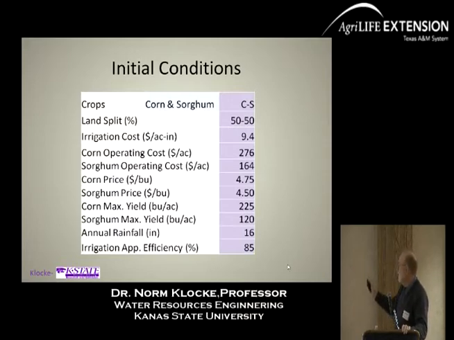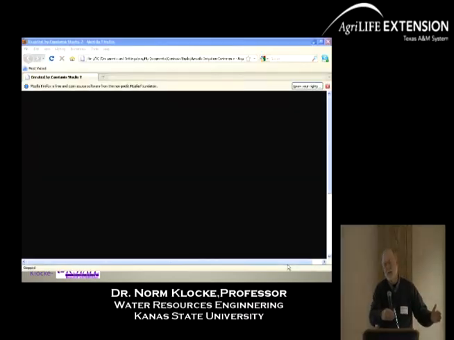And you can see the irrigation cost, operating cost for both crops, price per bushel, the maximum yield, we just talked about that, and the annual rainfall and the system application efficiency. These are important inputs. You can skew the results by not being realistic by any of these inputs. If you want something that goes this way, put in a high corn price. If you want it to go that way, put in a high sorghum price.